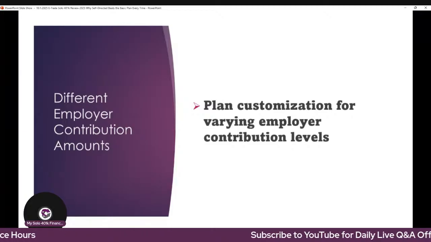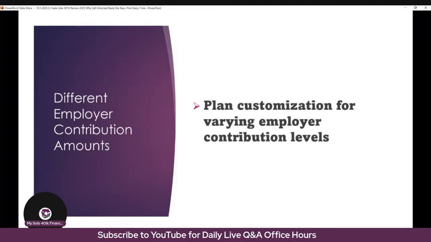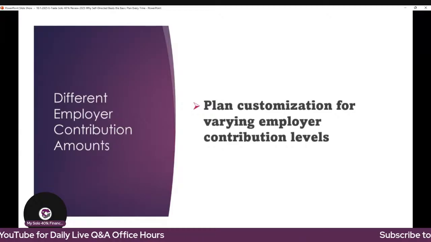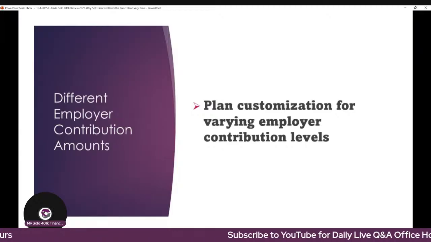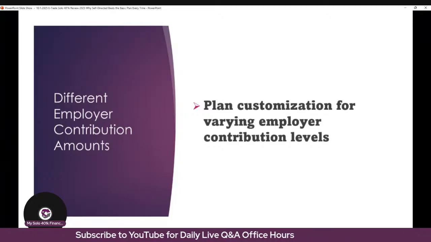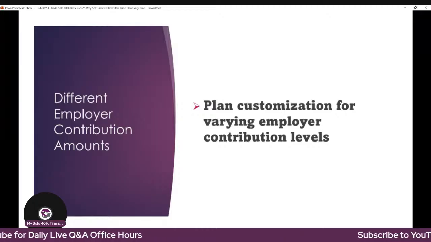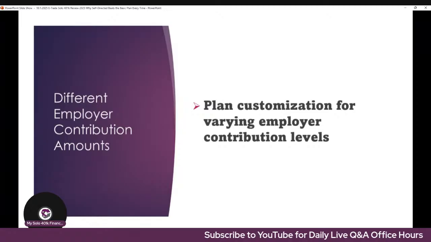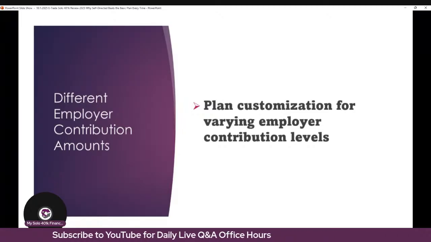So this would come up in a scenario where there are multiple participants in the solo 401k. So even though the solo 401k is referred to as a one participant plan, there are exceptions to that one participant requirement. One exception, probably the most common, is the spousal exception. So in other words, if someone has a spouse that's working in the business, reporting the spouse's own earned self-employment income, that spouse could participate in the solo 401k and it would still be considered a solo 401k.